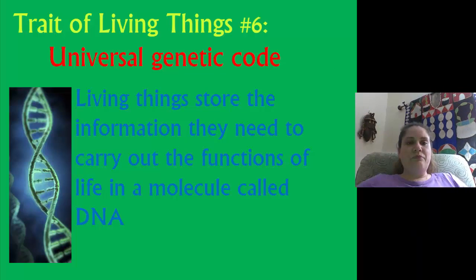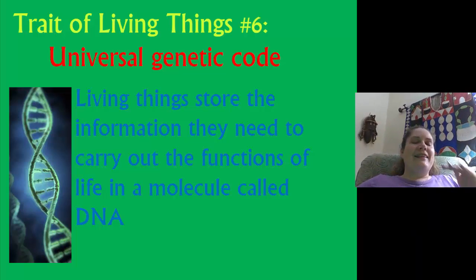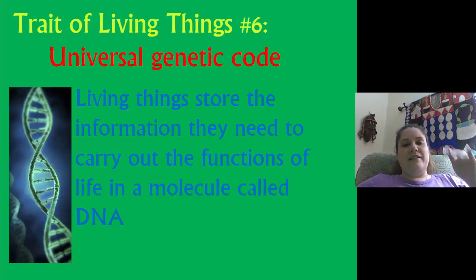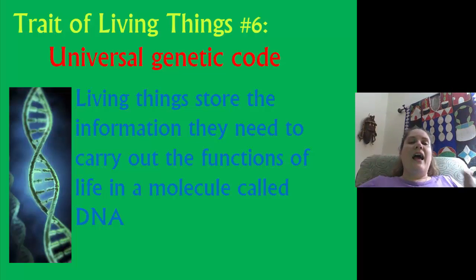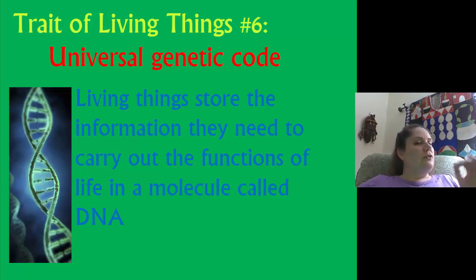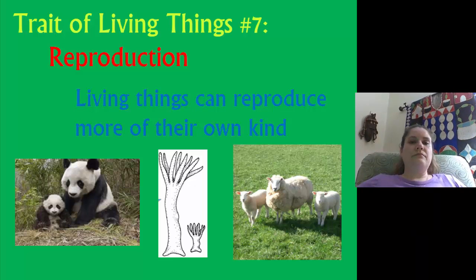Number 6, there's a universal genetic code. Anything that's alive on this planet is based in a genetic code that is DNA. So you've heard of DNA. I know you've heard of DNA. Every single living thing has DNA in it, and that DNA carries the instructions that tell that organism how to be that organism. So no matter what it is, again, one cell, trillions of cells, elephant or banana, it's got DNA in it.